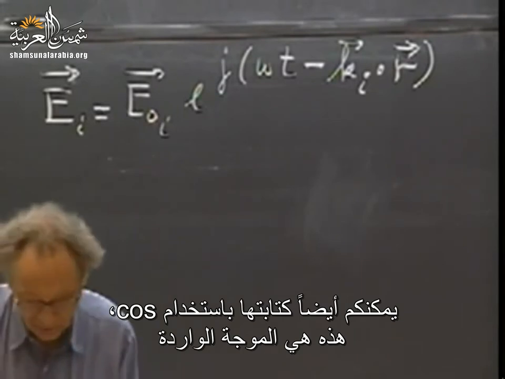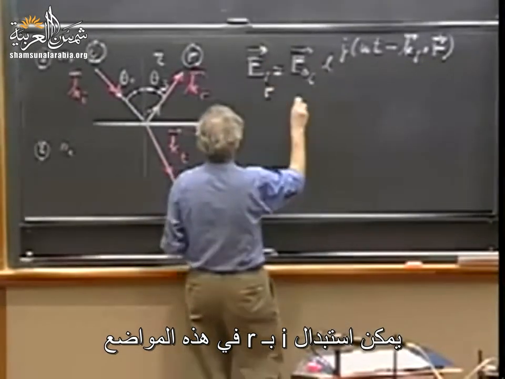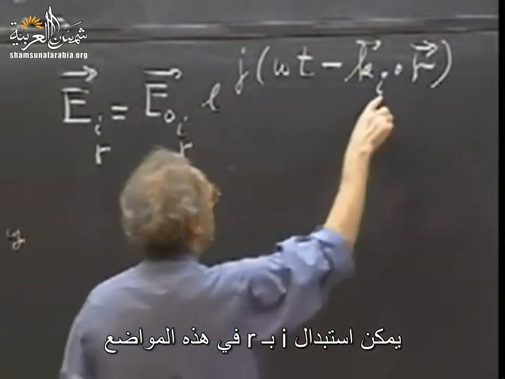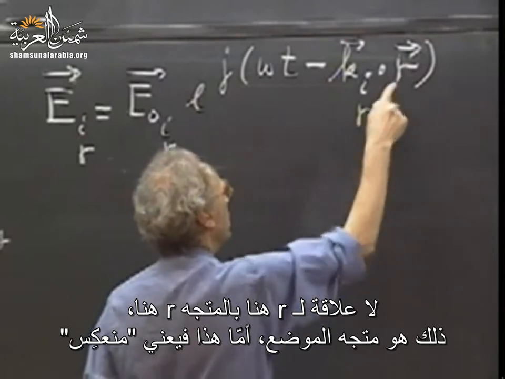And so this is the incident wave. I can now change the I to an r here and to an r here. And I can change this I to an r here. This r has nothing to do with that r. That is the position vector.